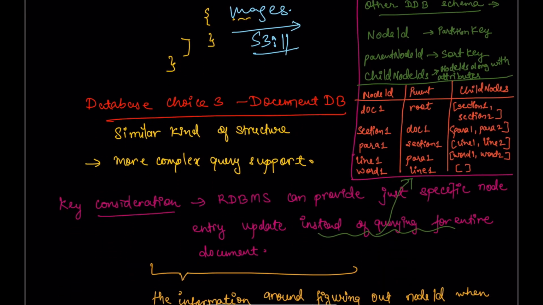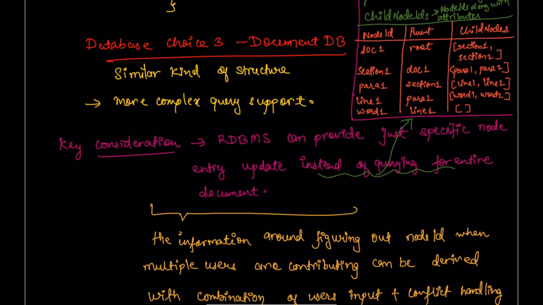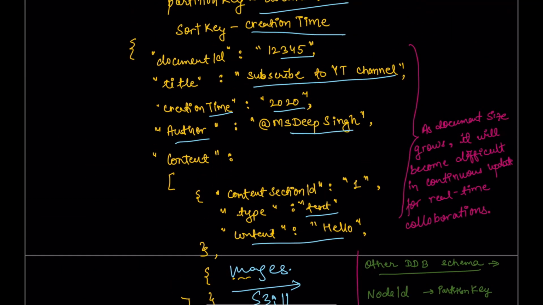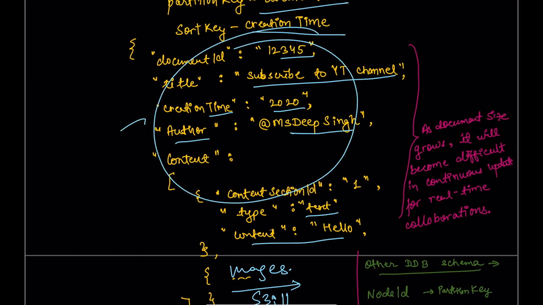So this is one way to go about it, but there are certain issues. DynamoDB can provide just a specific node entry update instead of querying the entire document. But in this scenario, if you're storing the entire document and you try to update a specific content, you will basically have to iterate through the entire document and figure out where this node is located.